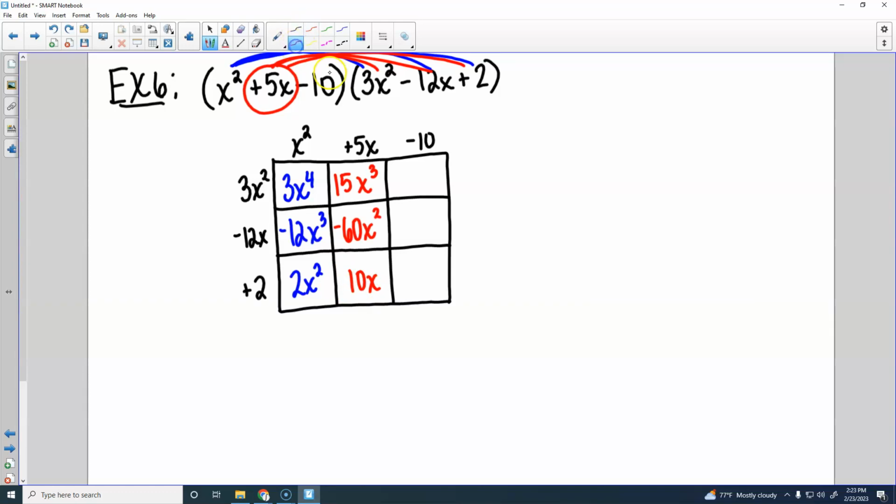And then the last thing you would have to do if you were doing this without the box, and if you want to do it without the box, that is fine as long as you can get the right answer every time. Negative 10 times 3x squared, see how we have 3x squared and that negative 10, that's going to give us negative 30x squared. We would do negative 10 times negative 12x, that's going to give us positive 120x, and then we do negative 10 times that 2, negative 10 times 2 will give us negative 20.